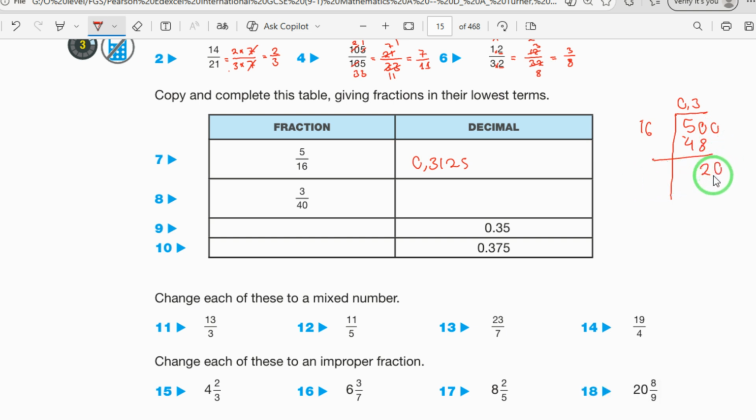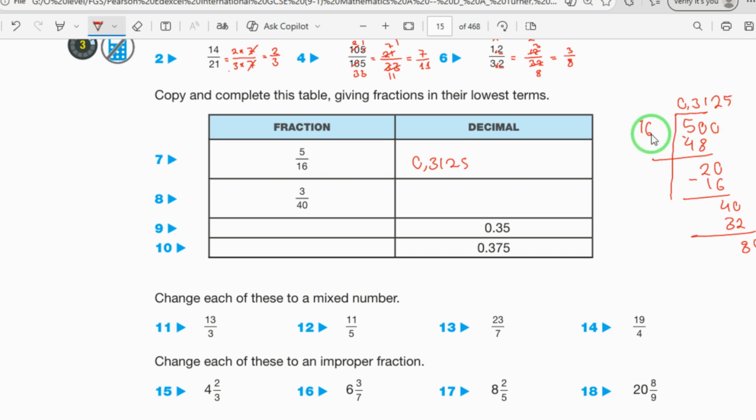Here we have 20 divided by 16. 1 times 16 is 16. We subtract and only 4 remains. We bring down another 0 and divide by 16. 2 times 16 is 32. We subtract, only 8 remains. And we bring down another 0 here. Now we have 80 divided by 16 gives us 5.